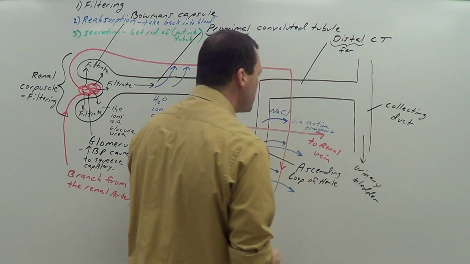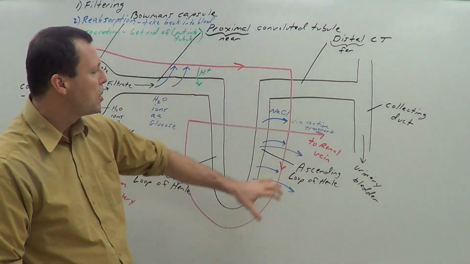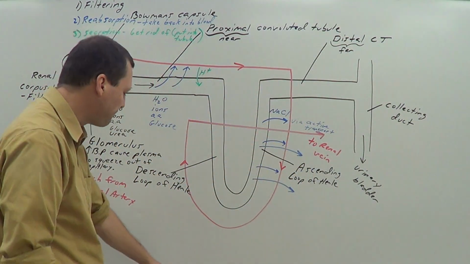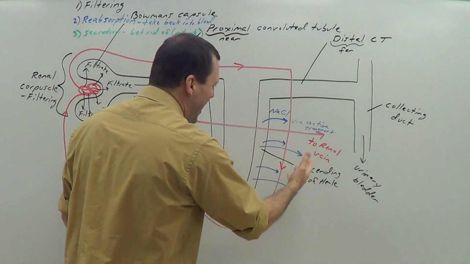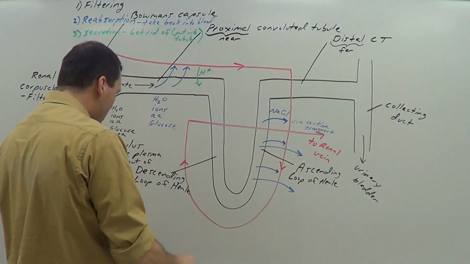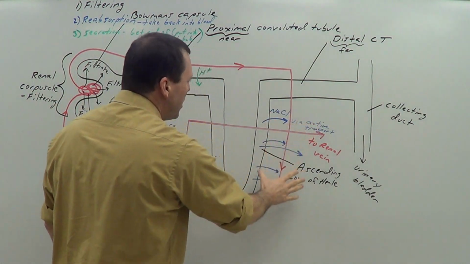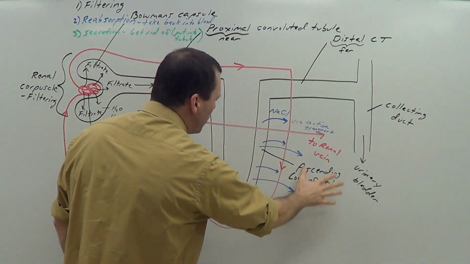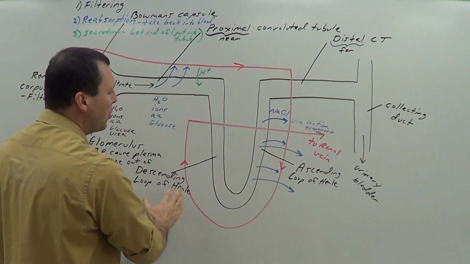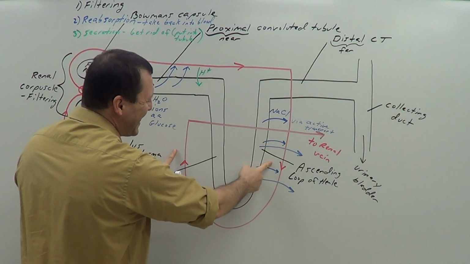Now, some of it occurs through passive transport, but a lot of it's going to occur through active transport. And that's going to take energy. It's going to take ATP. Now, what's going to happen here is we're going to build up a lot of salt in this region, and over here too. Remember, from here to here is not that far away.